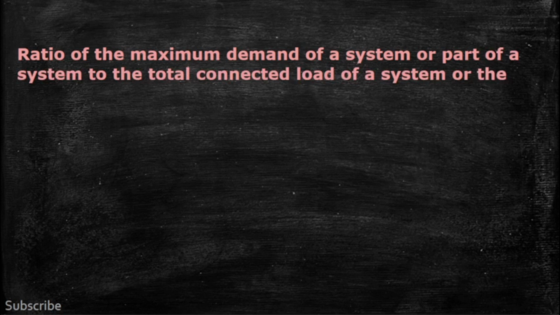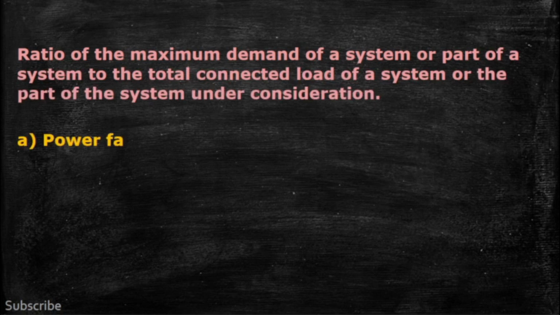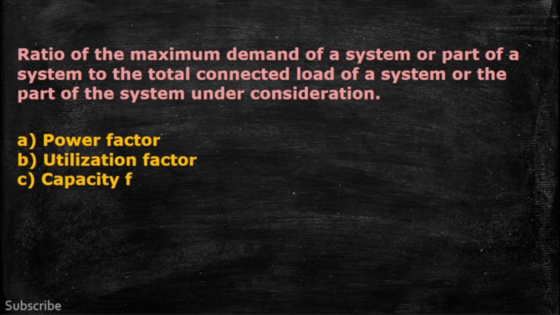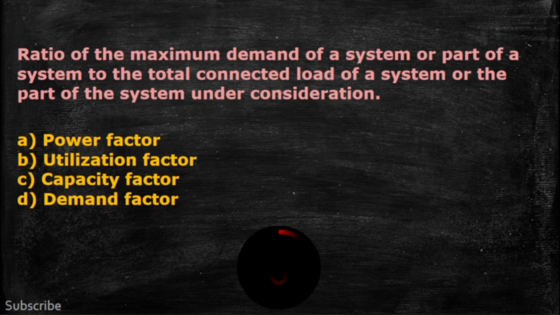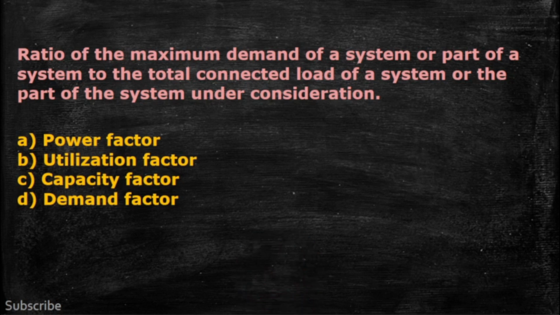Question number 40. Ratio of the maximum demand of a system or part of a system to the total connected load of a system or the part of the system under consideration. A. Power factor. B. Utilization factor. C. Capacity factor. D. Demand factor. The correct answer is letter D. Demand factor.